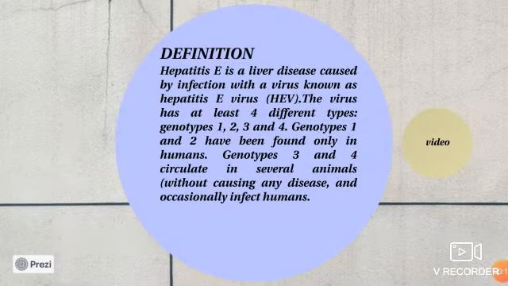Hepatitis E is a liver disease caused by infection with a virus known as hepatitis E virus. The virus has four different types, genotypes 1, 2, 3, and 4. Genotypes 1 and 2 have been found only in humans. Genotypes 3 and 4 circulate in several animals without causing any disease and occasionally infect humans.